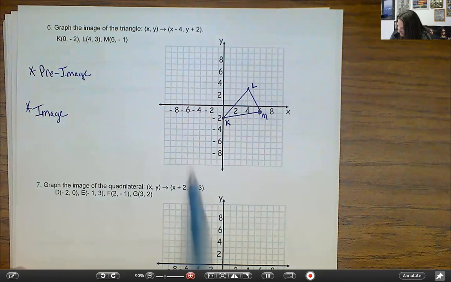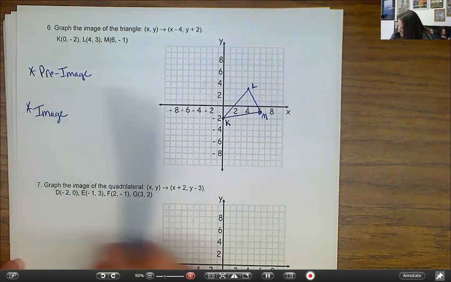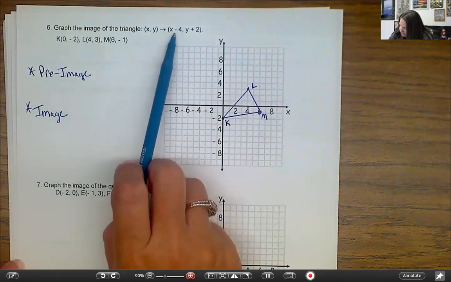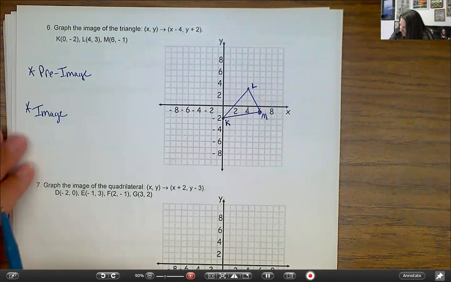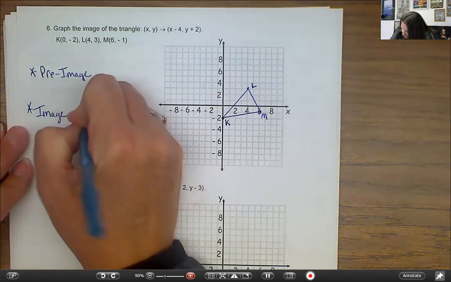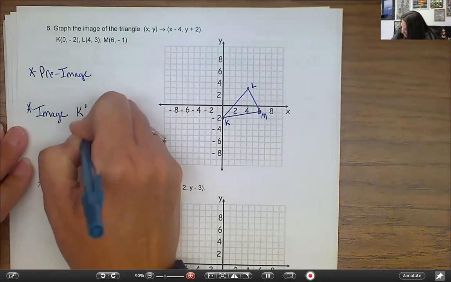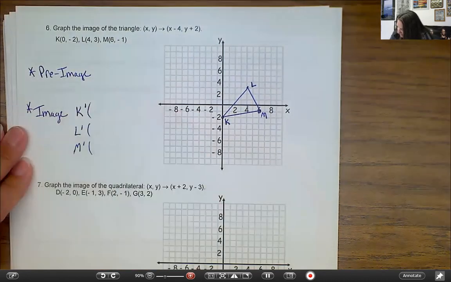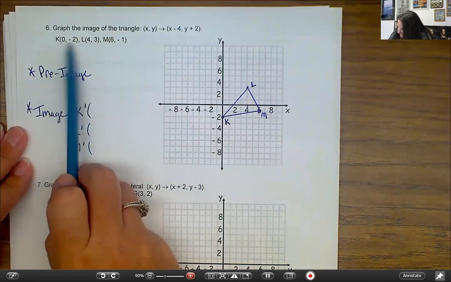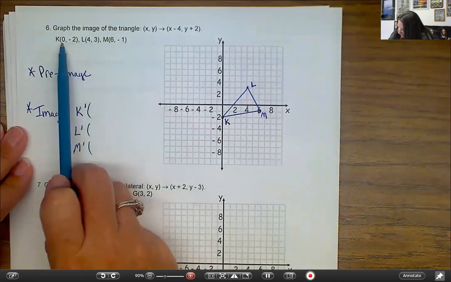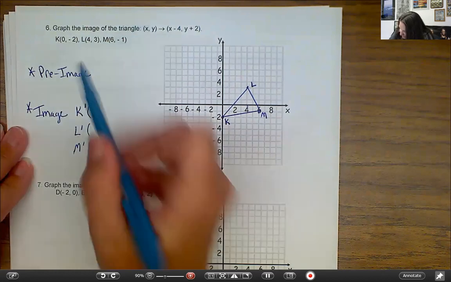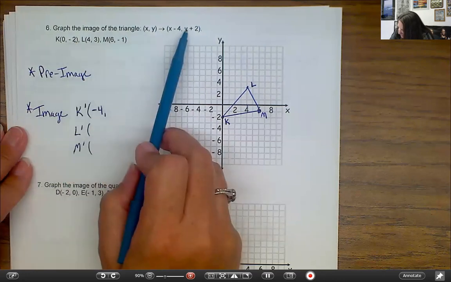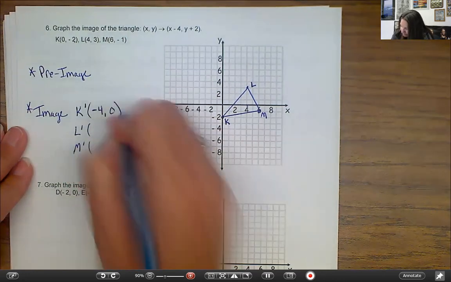Now what we are going to do is take this pre-image, KLM, and apply this translation rule. So I would need to know my vertices for K prime, L prime, and M prime by plugging that in. Well, if K started at (0, -2), I'm going to put 0 minus 4. That should take me to -4. And then plug in the -2. -2 plus 2 is 0.